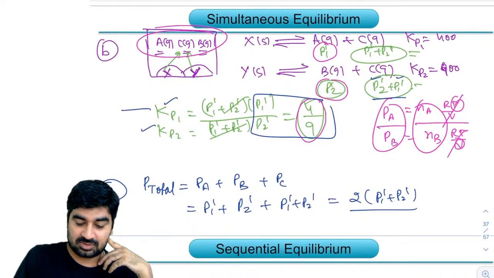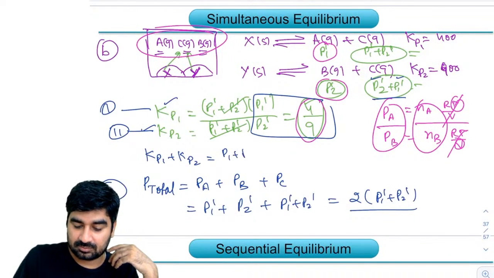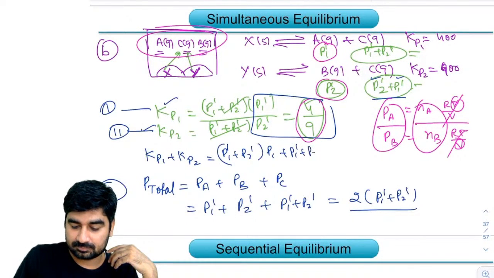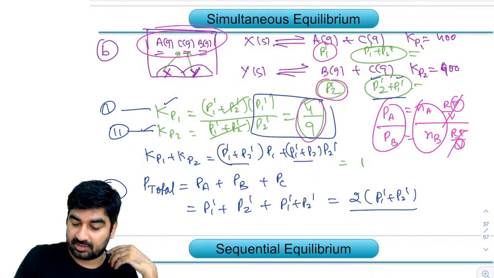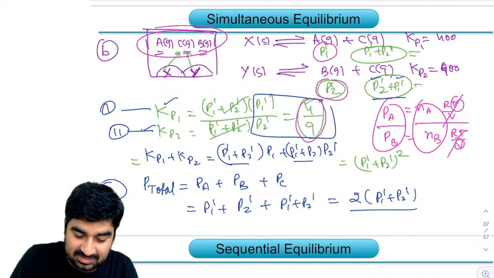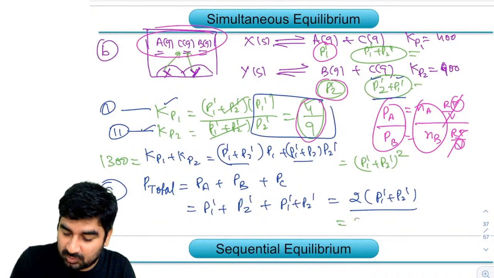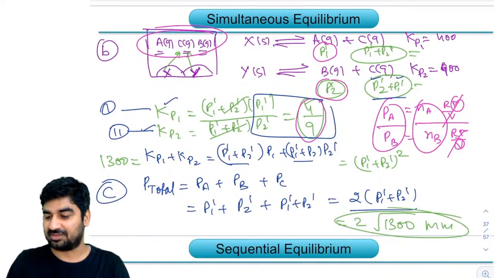Suppose this is expression 1, this is expression 2, if you add them, what will you get? P2 dash. Now take it common, and if you are taking it common, it would be P1 P2 square. So you will directly be getting as 1300. So 2 into under root of 1300 mm. This will be your answer.